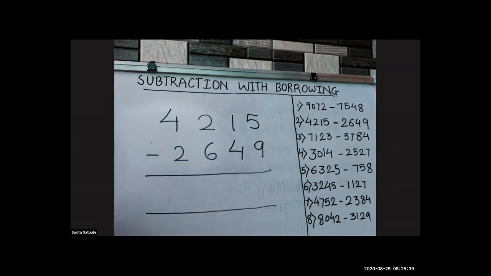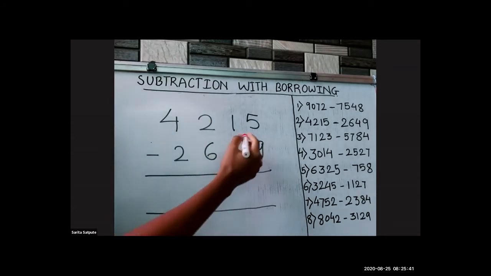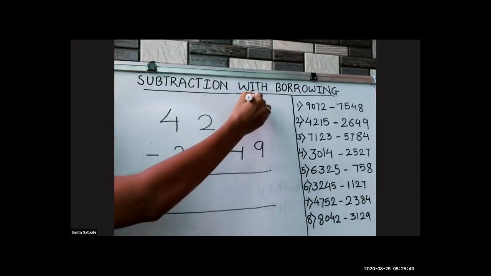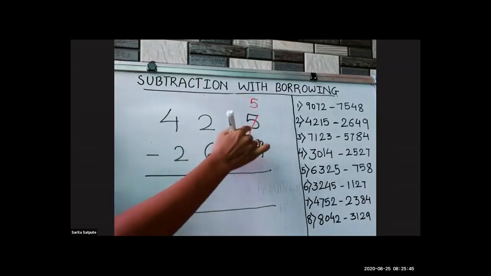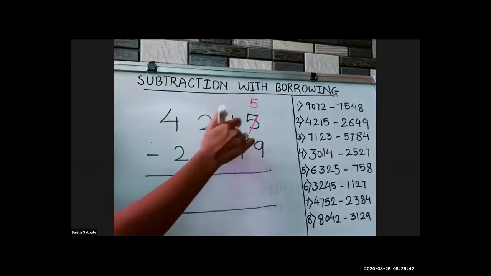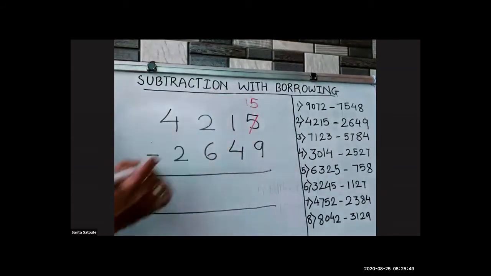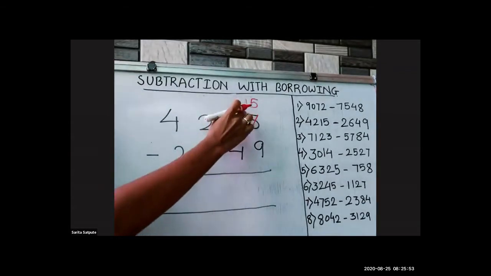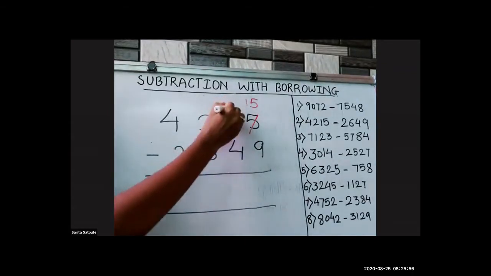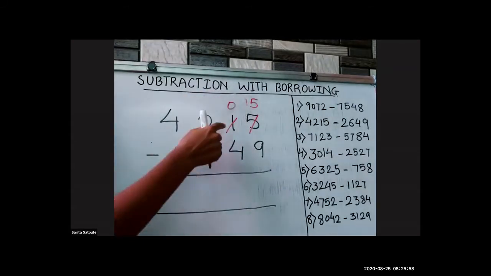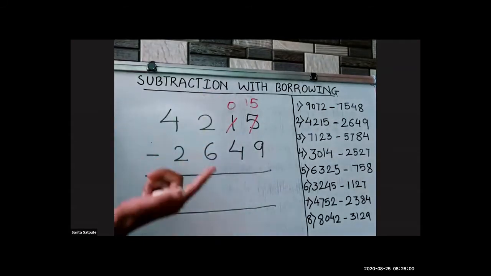So start borrowing. 5, right here 5, and now 5 will borrow one number from 1. So it will become 15. Now 1 has given one number to 5, so there is nothing left with 1. So 1 will become 0 now. So again the same thing.